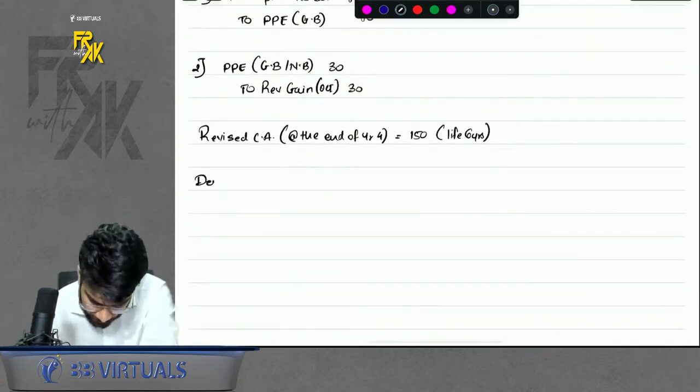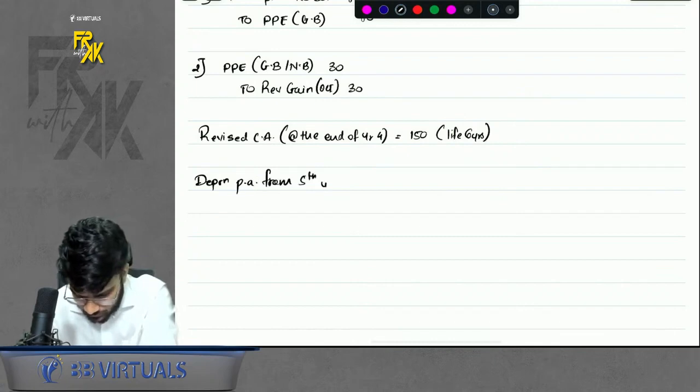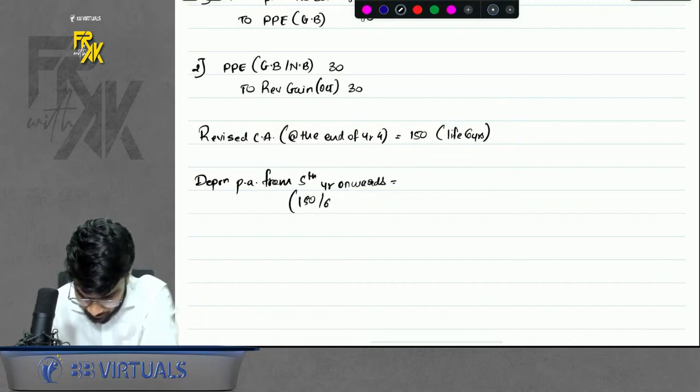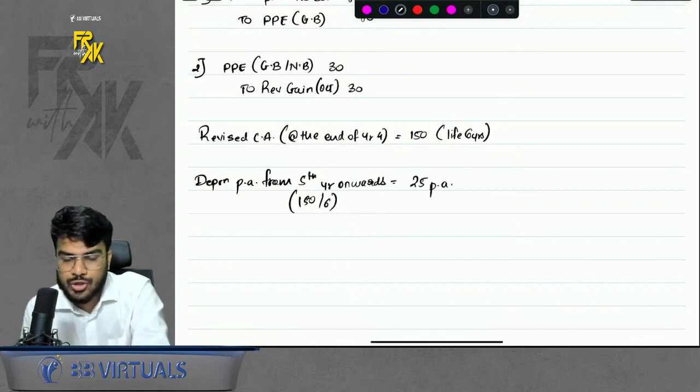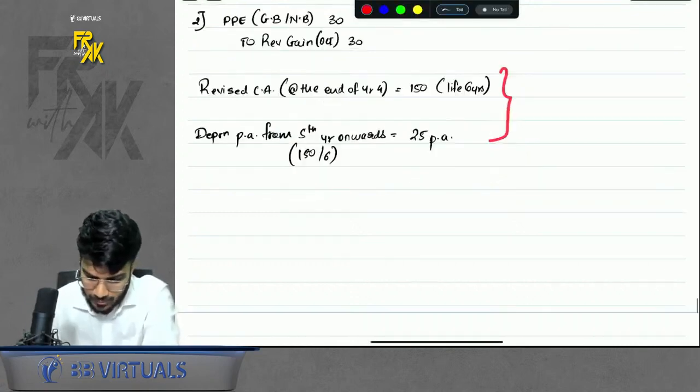And if I ask you what will be the subsequent depreciation per annum from the 5th year onwards, how much will it be? Simple, 150 divided by 6, that is equal to 25 per annum. If the question asks, you can also mention this. Okay, this is our method number 1.